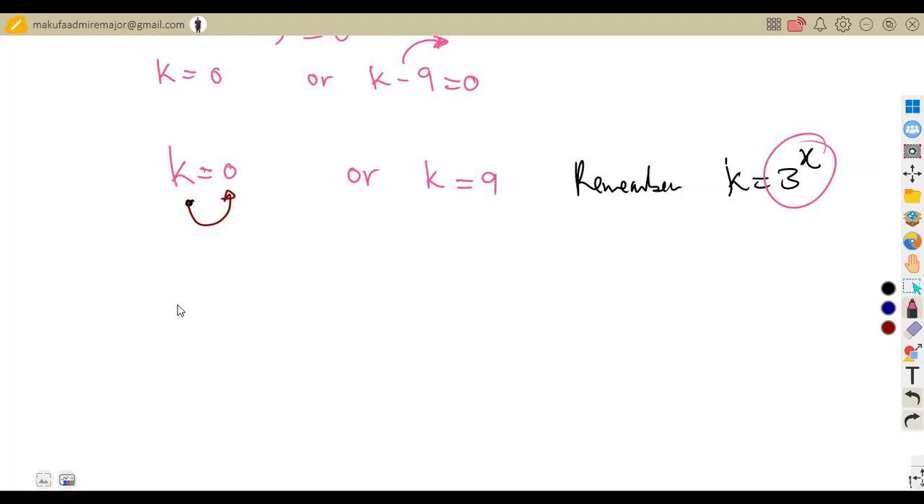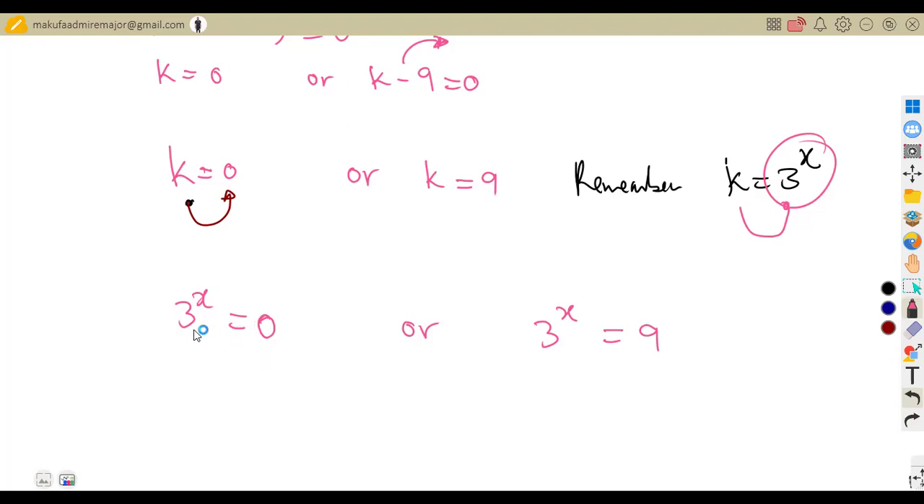So it means that k is equal to 0, but k represents 3 to the exponent of x. So it means 3 to the exponent of x is equal to 0. Or 3 to the exponent of x in place of k, so 3 to the exponent of x is equal to 9. We are now back to those normal equations that we were used to from our grade 10, the part that we talked about in the first place.